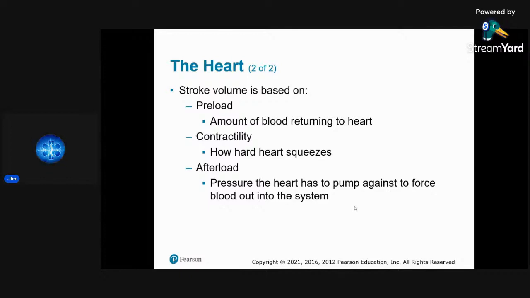Afterload is the pressure the heart has to pump against to force blood out of the system. There's going to be pressure built up from the blood that's already in the system. So the pump has to pump a little harder, and this is that afterload pressure.